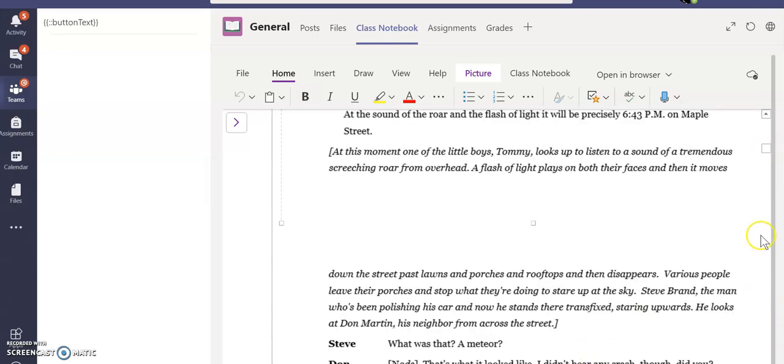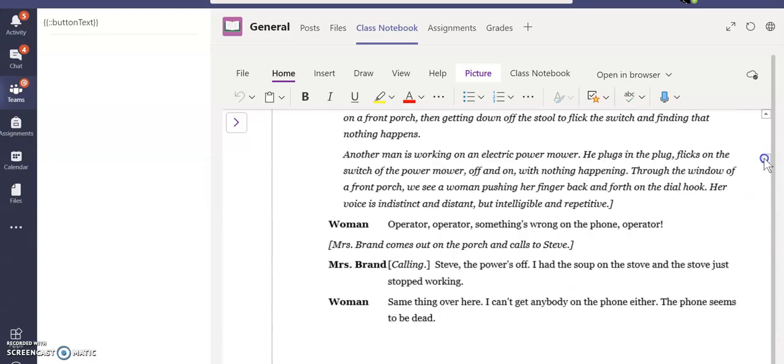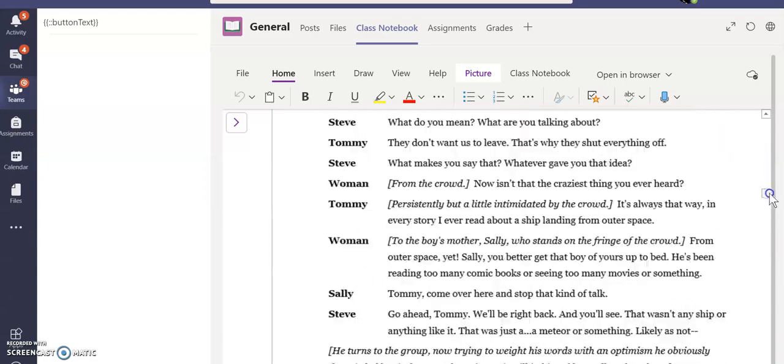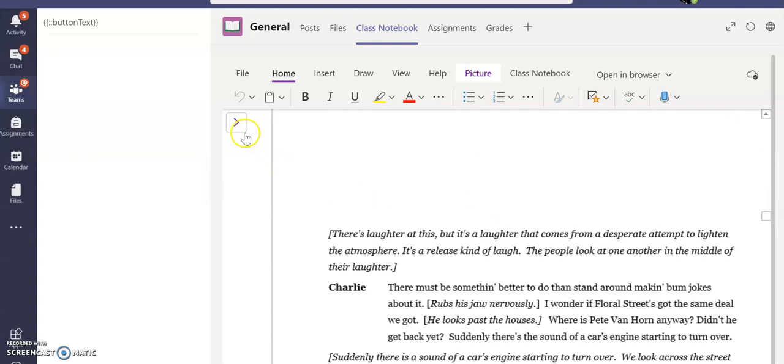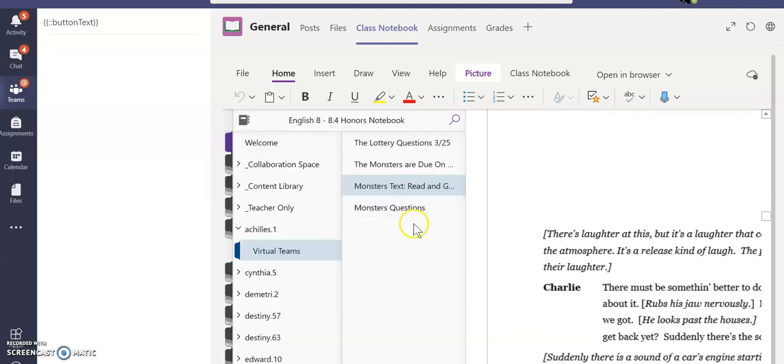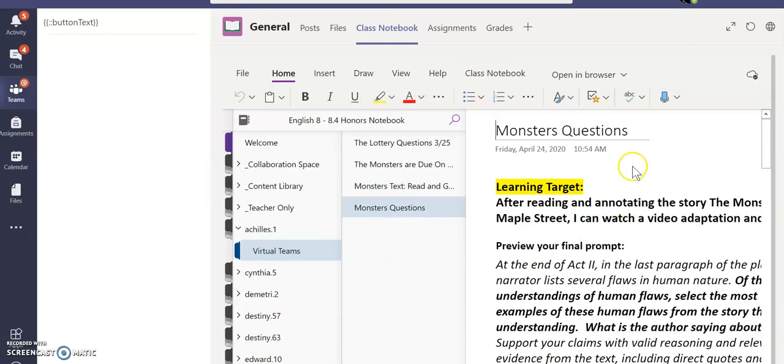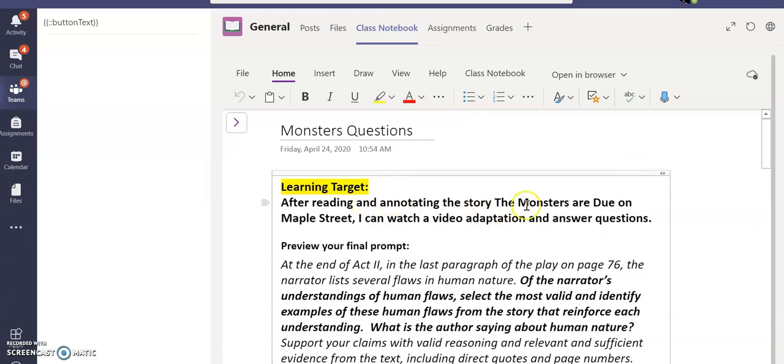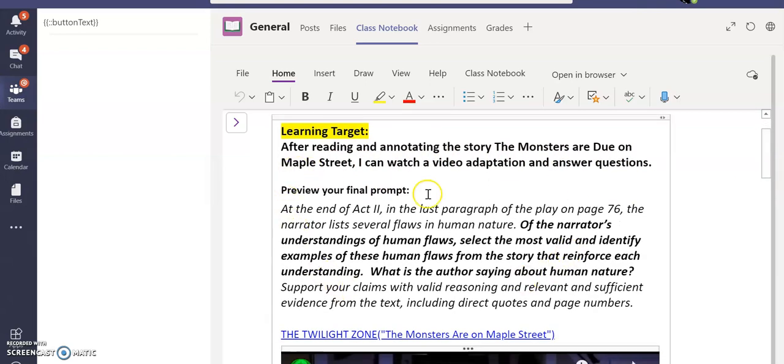I wonder if I can scroll a little bit more this way. So you're going to read all of this and take notes. Okay? Now, once you read the story, here are your questions. After reading and annotating the story, I can watch a video adaptation and answer questions. Here's a preview of your prompt. You do not have to write this essay this week. The prompt and the essay are your assignment for next week.